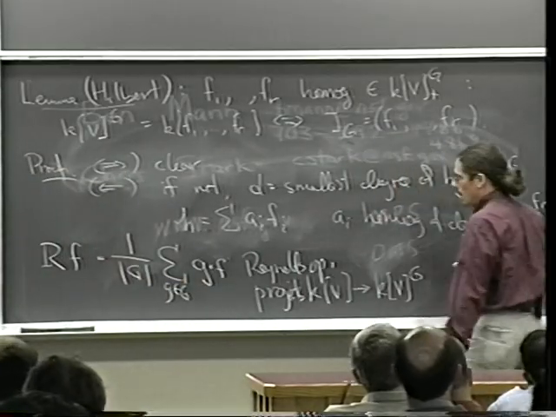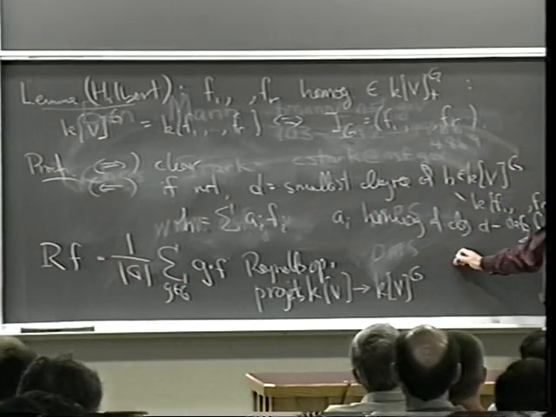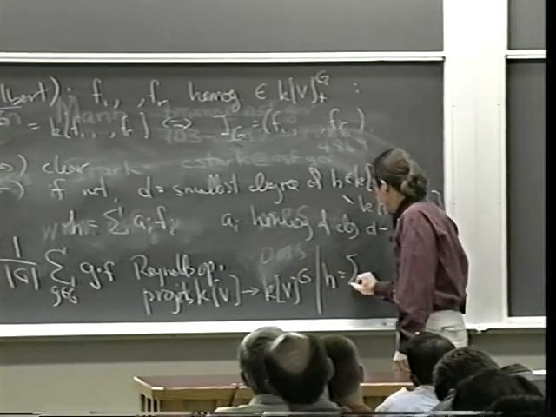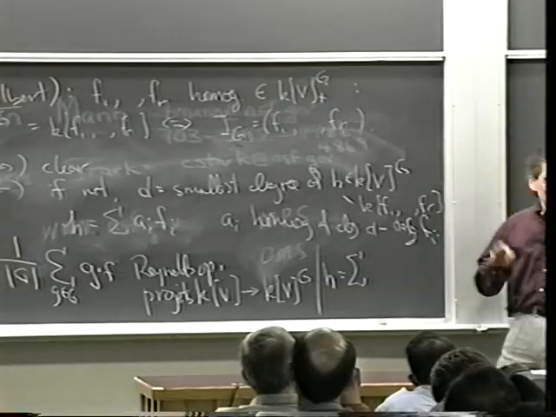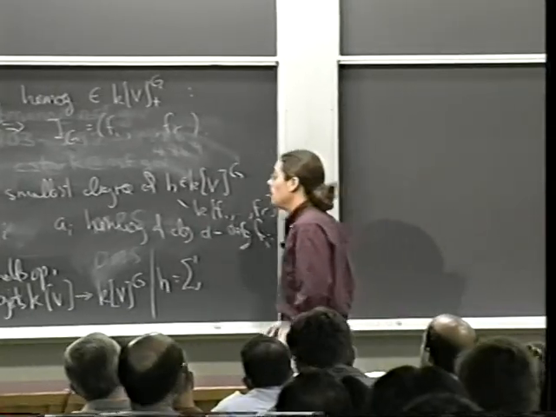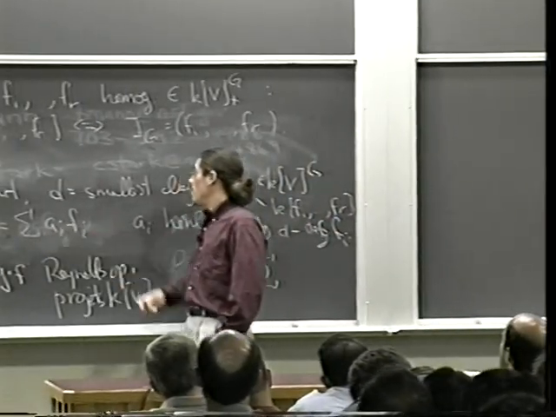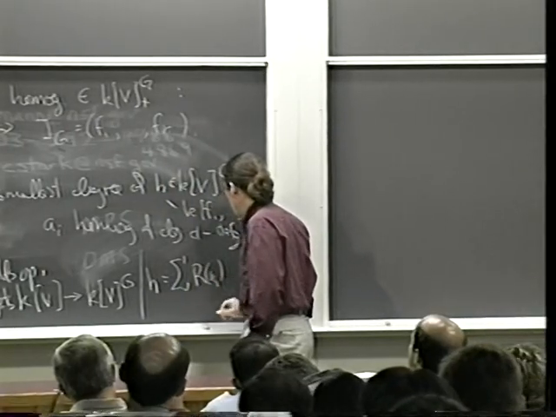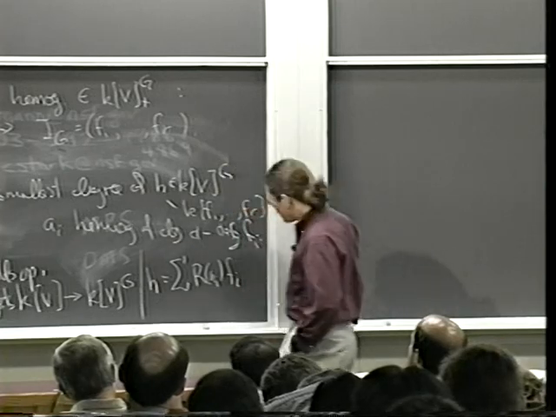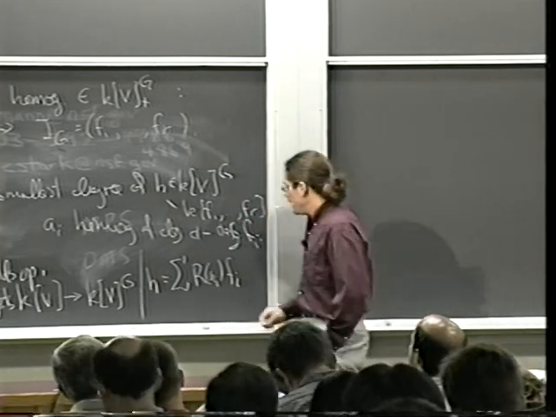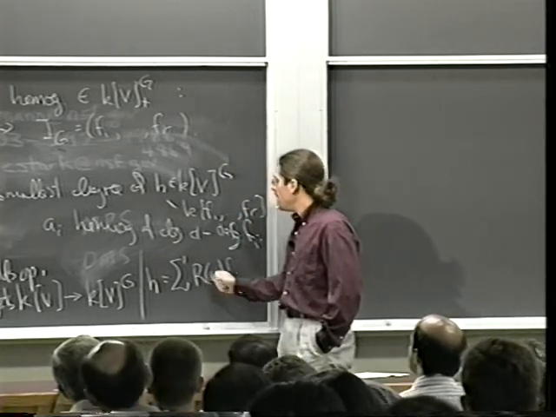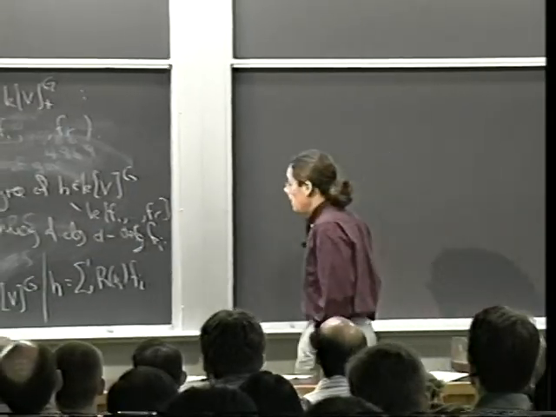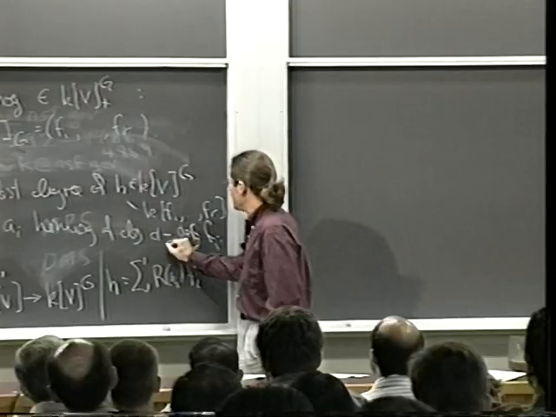Well, H is already invariant, so the Reynolds operator on H is going to give us back H. The F's are also invariant, so the Reynolds operator on them gives us them back, and the Reynolds operator on the A's is the only thing we're left with. We're going to get H equals the sum of R(A_i) F_i. Okay? But now the Reynolds operator applied to A_i is, of course, going to be homogeneous of the same degree as A_i was, and that degree is less than D.